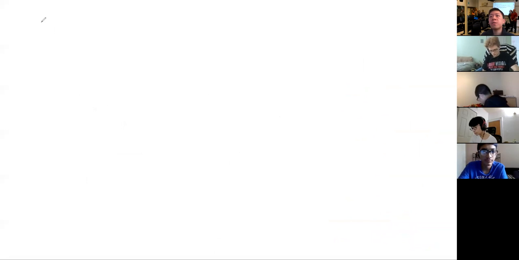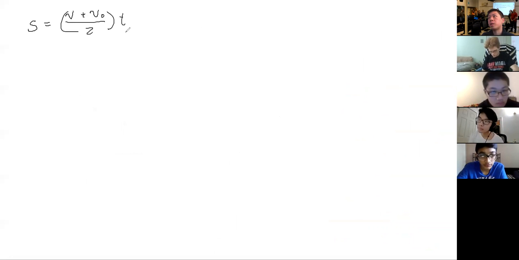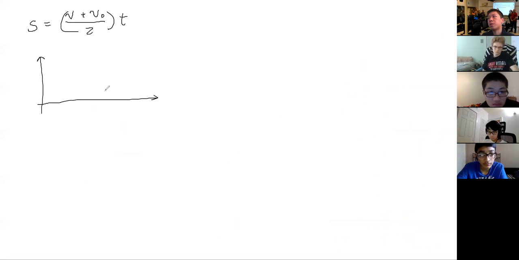All right, so in the case of constant acceleration, we can actually just say that the distance traveled is equal to the current velocity plus the initial velocity all over 2 times t. And the reason for that is because we're assuming linear motion.